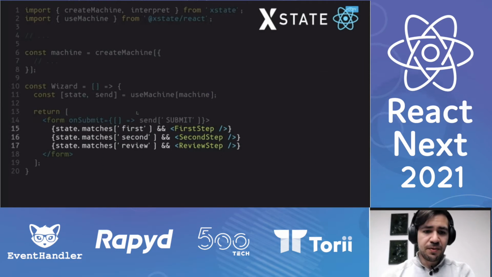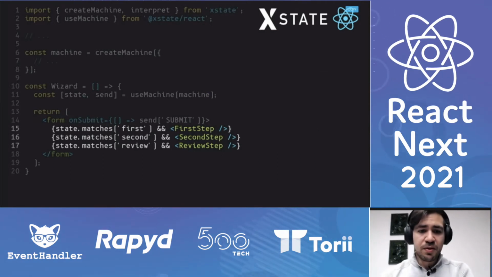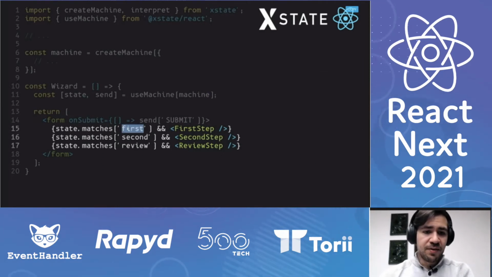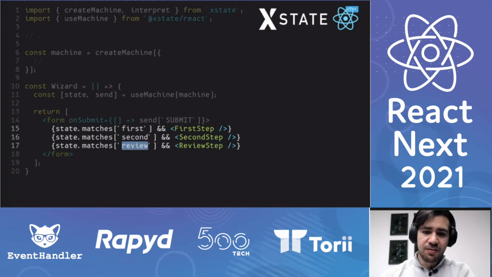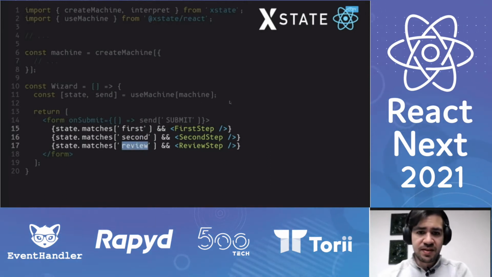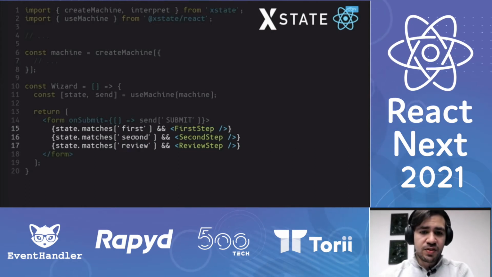For example, if we're trying to do a multi-step form, we might have a first state, a second state, and a review state. I'll show you an example of this a little bit later. And we could render the view based on which state we're in.